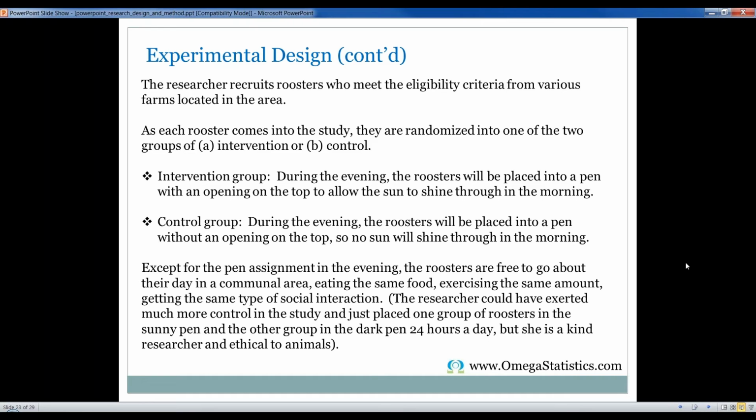So the patient matters the most. You want their comfort. You don't want to hurt them in any way, physically or emotionally. You don't want to cause them any kind of stress. So sometimes you have to allow your study to have limitations so that you're not doing draconian things to people or roosters.